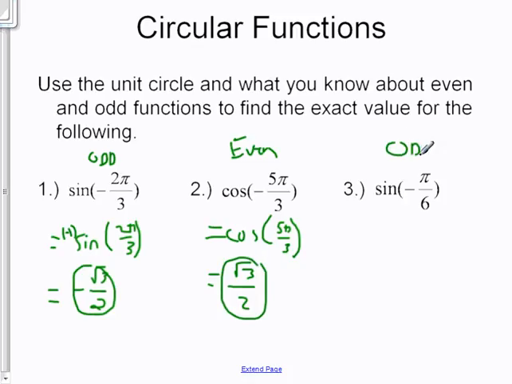Here, odd again. So to use the unit circle, I would use positive pi over 6, find my answer to be 1/2, and then change the sign to be negative because it's an odd function. So odd function meaning I'm going to have to multiply by that negative to make the answer actually true.